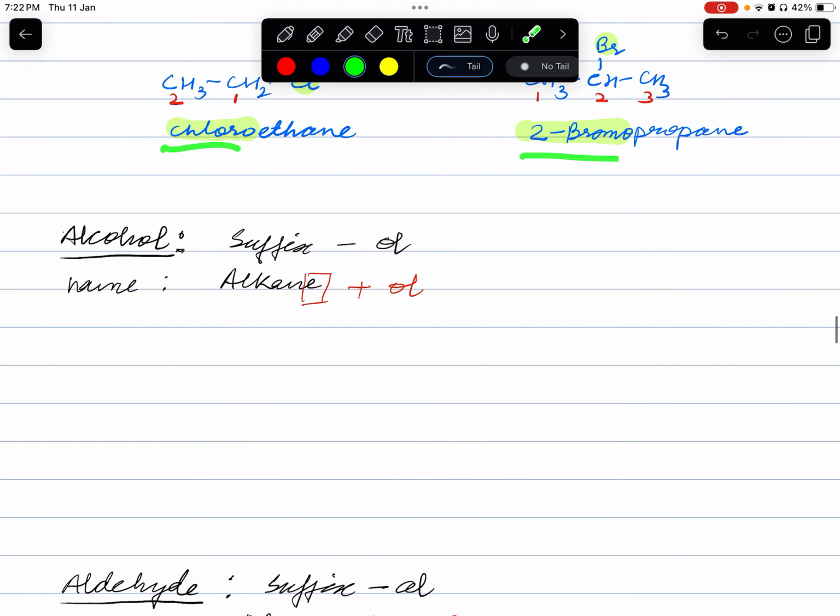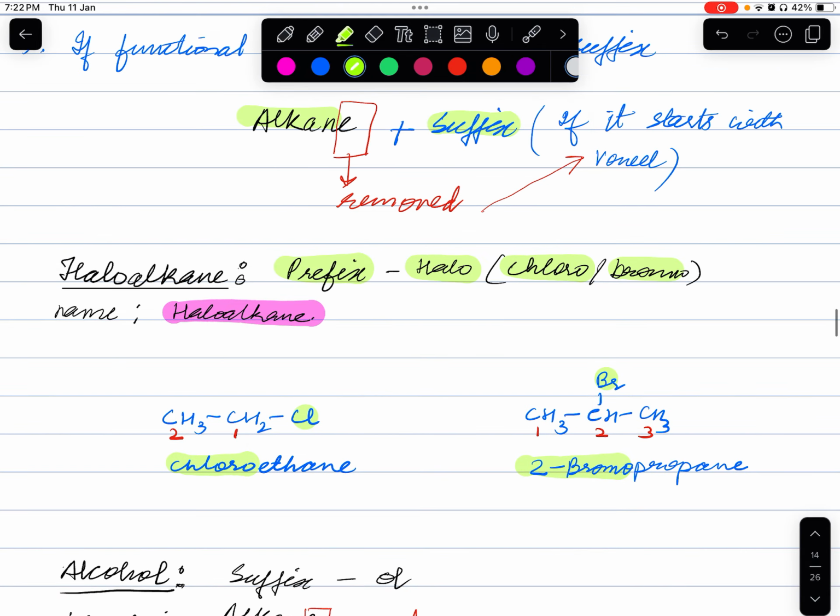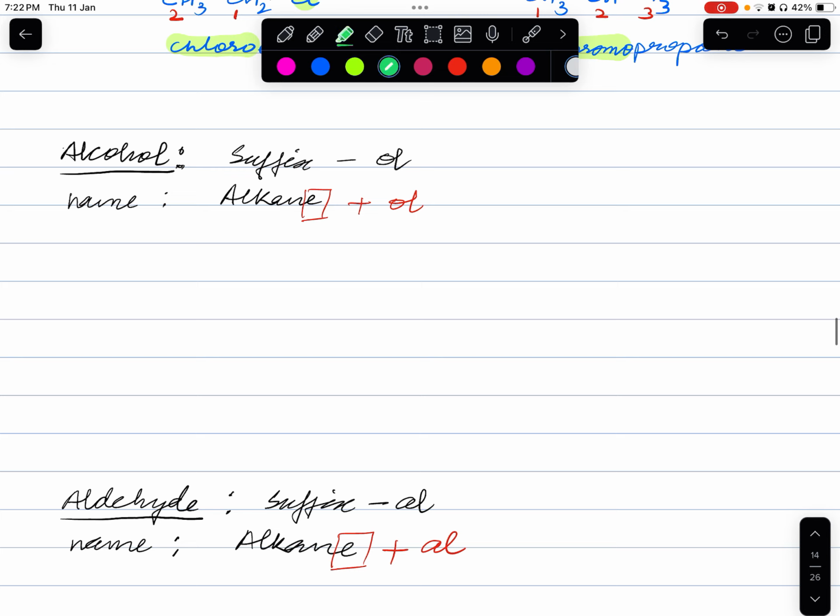Next is alcohol. In the case of alcohol, we are not adding a prefix. We will be adding a suffix. And what is the suffix? The suffix is ol. So what we will do is remove the E of alkane and add the suffix ol. You have to remember this. And one of the examples we will write down here is CH3CH2CH2OH.